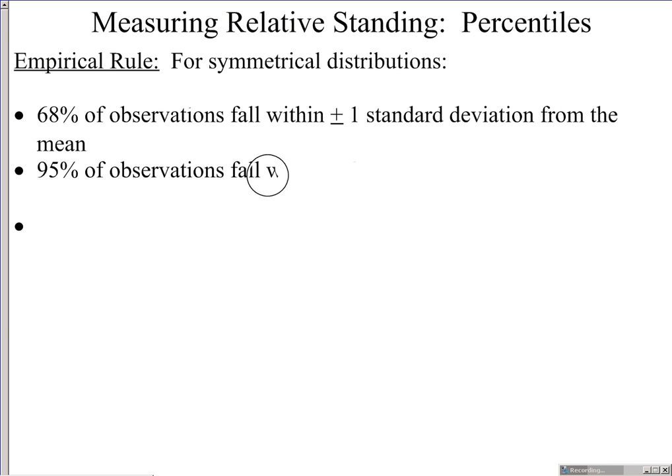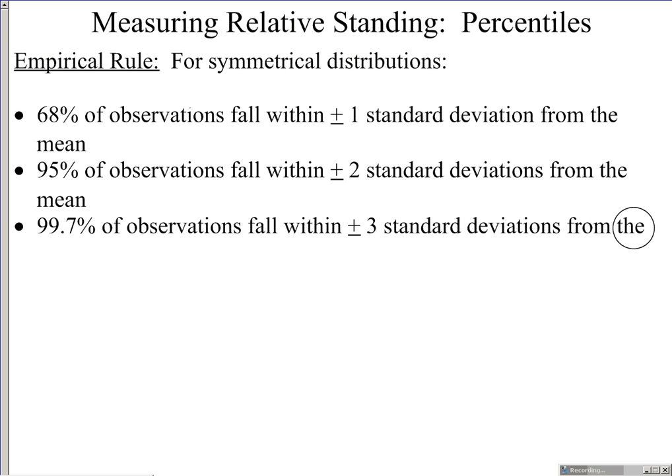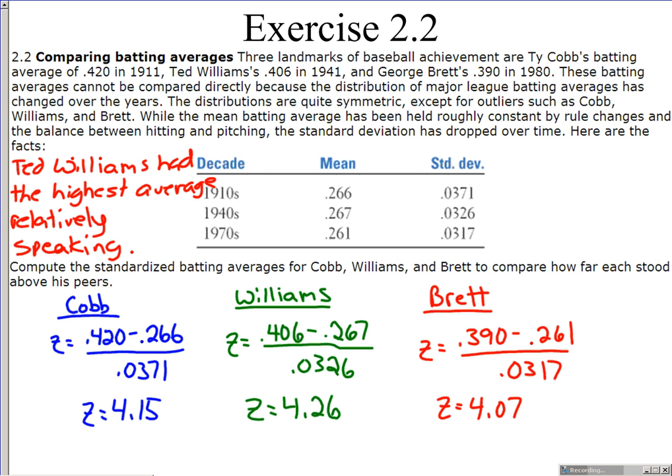95% of our observations should fall within two standard deviations from the mean. And finally, 99.7% of the observations should fall within three standard deviations of the mean. So you can see it is very rare in a symmetrical distribution to have anything farther than three standard deviations from the mean. Notice all of these were more than four standard deviations from the mean.